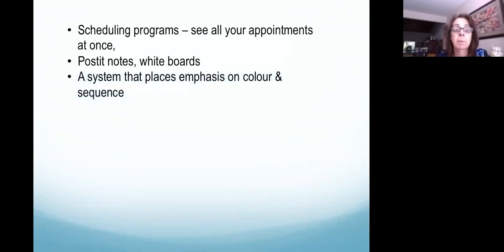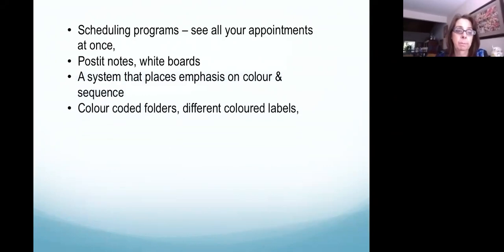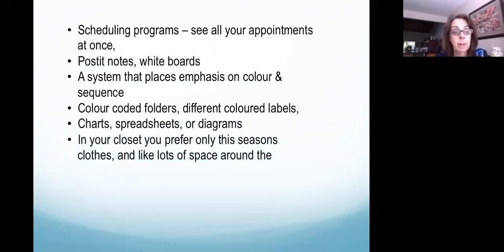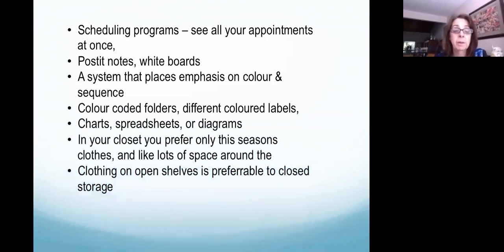You really want a system that places emphasis on color and sequence. Color-coded folders, different colored labels, different textures. Charts, spreadsheets, or diagrams are key for a visual learner. In your closet, you prefer to have only this season's clothes and you like to have a lot of space around them. You like to have clothing on open shelves. That's preferable to you than having them tucked away in a drawer and closed where you can't see them. So out of sight, out of mind. A visual learner, it's really important that they can see things.